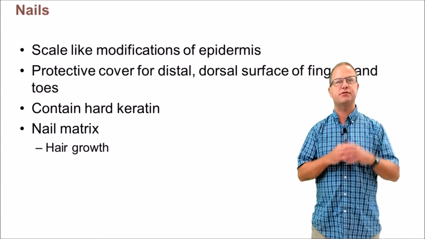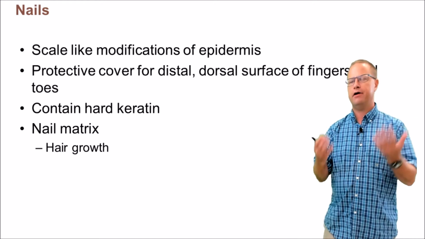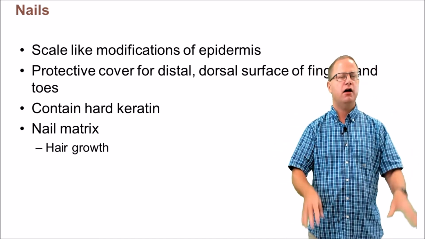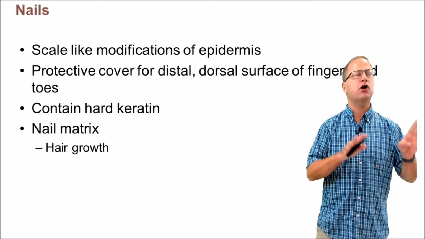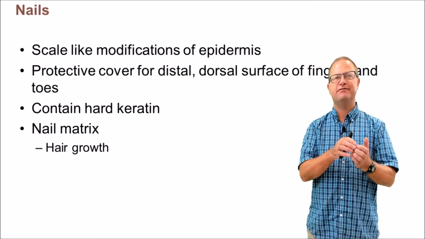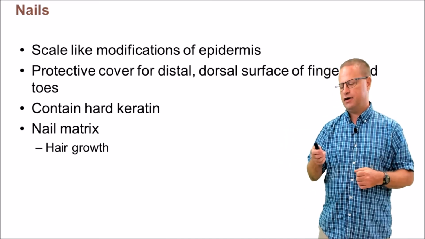Okay, our next accessory structure are nails. Nails are scale-like modifications of the epidermis, and the reason they're there is to protect the distal ends of our digits, also our toes and stuff like that, and so we can chew them. Not really. Okay, so nails are made up of keratin. Keratin is that fibrous, tough protein that we find in hair, also find in skin and the nails as well.